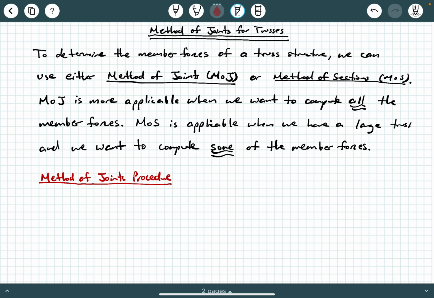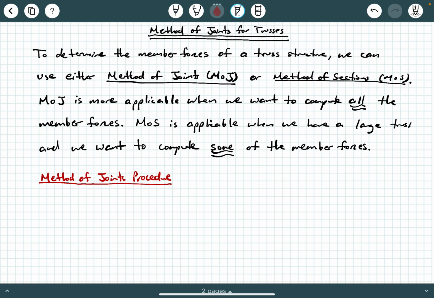Now, MOJ is more applicable when we want to compute all the member forces in a truss system. So if you have a problem or a situation where you're asked to calculate all the member forces in a given truss, you're probably going to want to use method of joints. Now, method of sections, which we're going to talk more about in another video, is more applicable when you have a large truss system and you only want to compute some of the member forces.